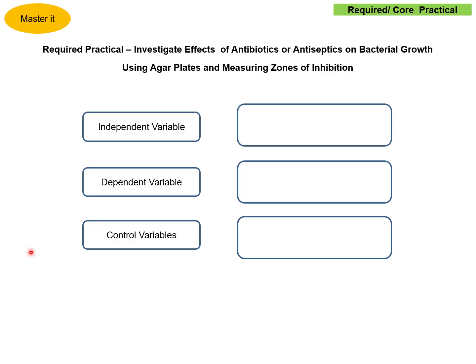Practice naming your variables. It's always an important skill throughout all of the practicals. So in this investigation, name the independent, dependent and control variables. Press pause to give yourself enough time to complete.